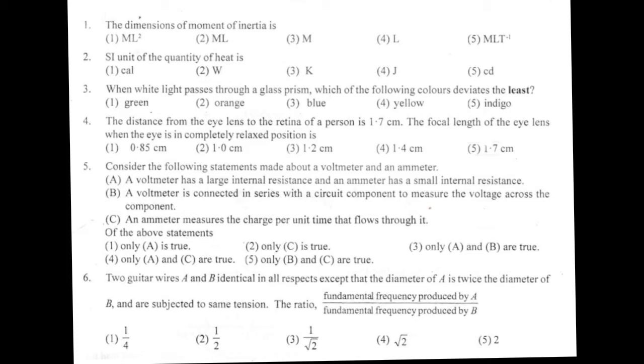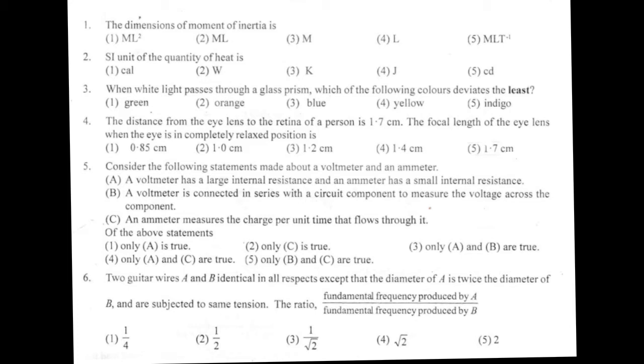Answer 1. Question number 2. SI unit of the quantity of heat. Heat is energy, so the unit may be calorie or joule. So they ask for the SI unit, so answer is joule. 4. Question number 3. Which color deviates the least when the white light passes through a glass prism?